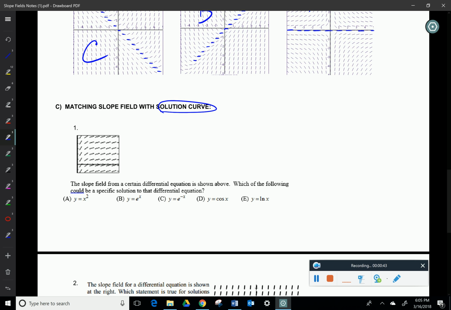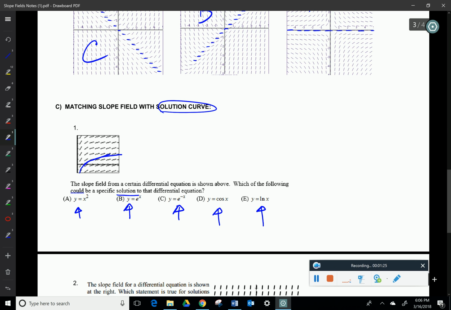So on this one, notice it says the slope field from a particular differential equation is shown. So a slope field always represents a differential equation, but it shows the picture of the solution curve. So which of the following could be the specific solution to that differential equation? Again, we're looking at the solution, and notice the choices are not derivatives, but the choices are equations of the original function. So if you look at this one, I hope it's pretty obvious that this would look something like the graph of a logarithmic function.